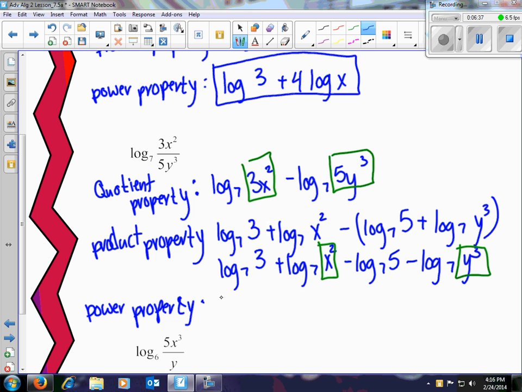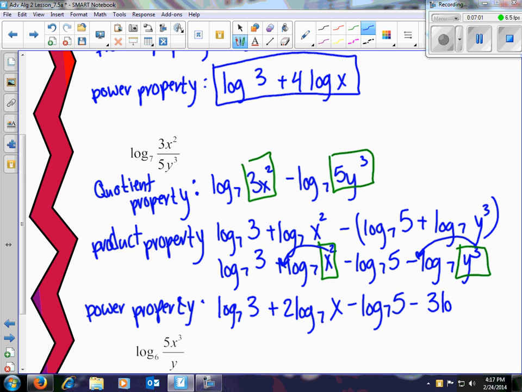So I have log base 7 of 3, nothing changes there. My squared is going to come to the front. So now I'm going to have plus 2 log base 7 of x minus, this one's not changing, it's going to stay log base 7 of 5. And then my 3 is also going to come to the front. So I'm going to have minus 3 log 7 of y. And this here is going to be my final answer.